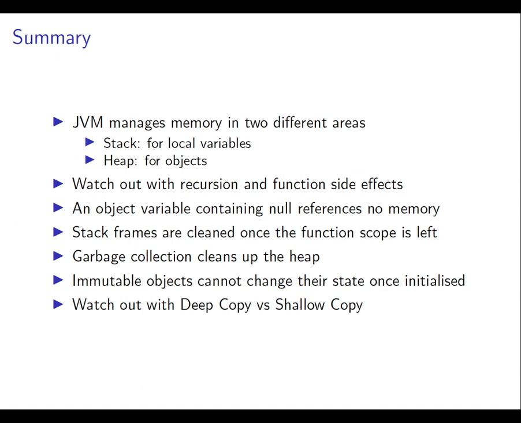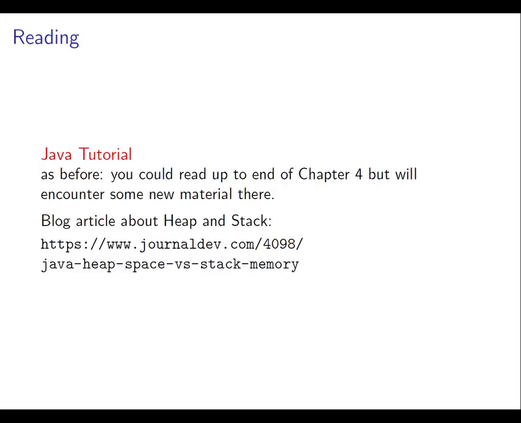We talked about stack frames, which get cleaned up once the function scope is left, and we talked about garbage collection, which cleans up the heap. So we have two different ways of cleaning up the different kinds of memory. You know that immutable objects can't change their state once initialized. That's what immutable means. And you saw an example, which you might want to come back to the first time you actually run into this issue in real life, comparing deep copy and shallow copy.